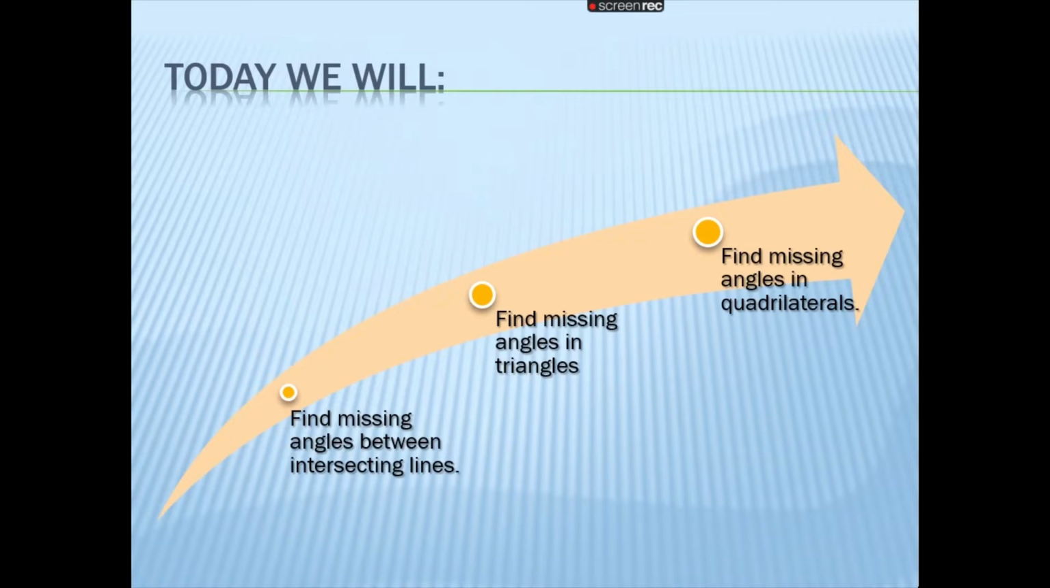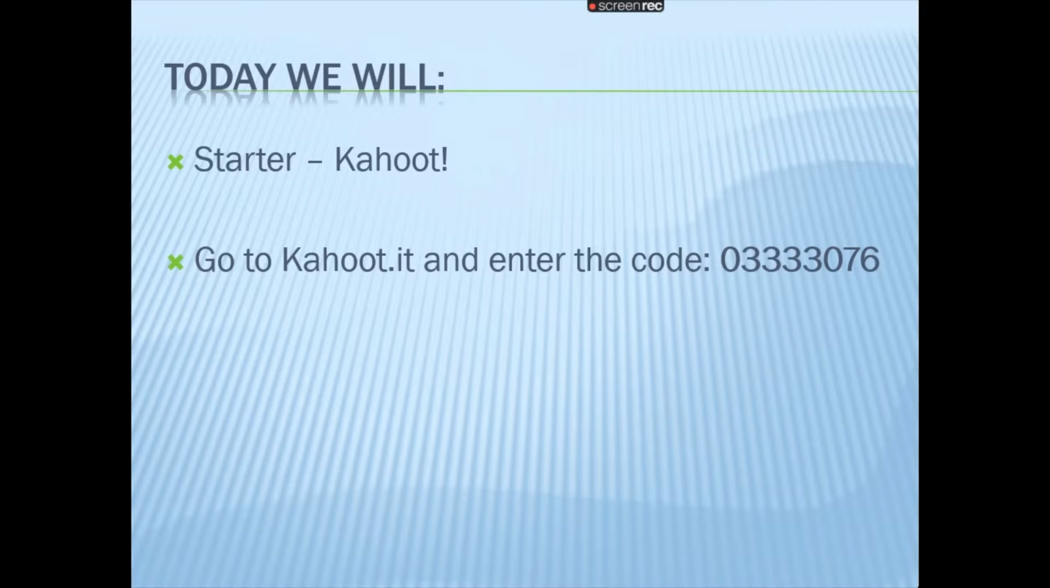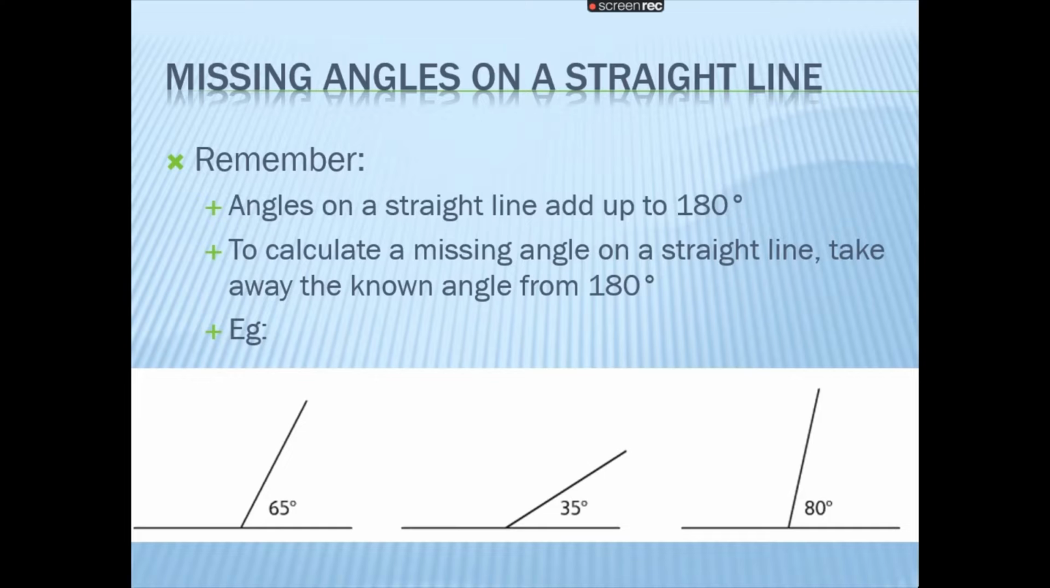Today we're going to be looking at angles with lines, triangles, and in quadrilaterals. Before we get started, as always, get that brain warmed up and have a go at this Kahoot challenge. Go to kahoot.it and enter this code. Again, we are based around our numeracy ninjas. When you've done that, come back and let's watch the rest of this video.